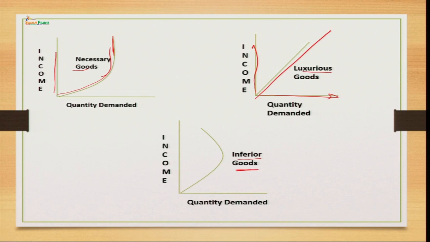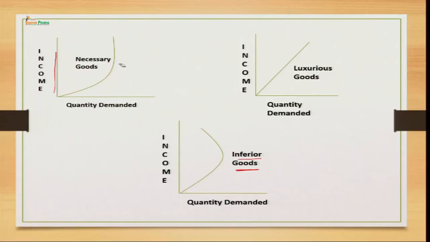Whereas in case of inferior goods, like I said, these are the lower quality goods. So whenever the income of a consumer increases, demand for these goods does not increase, rather it will decrease. Okay, so the demand curve is going backward, which represents that the quantity demanded will decrease for these goods when the income of a consumer increases. So this is how Ernst Engel established the income and consumption pattern with different commodities, right?